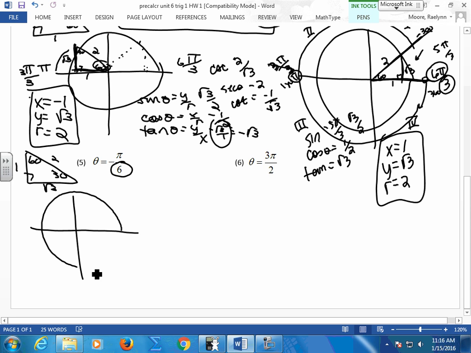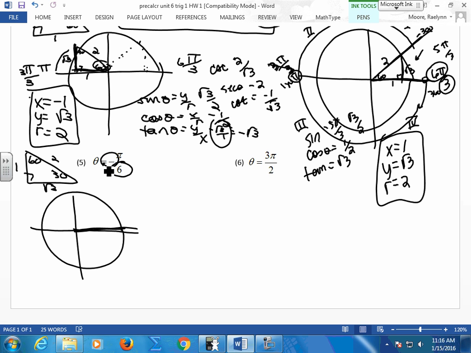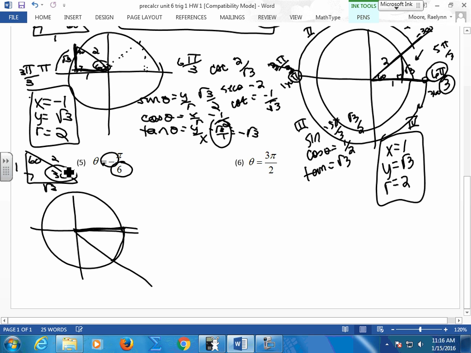Now, here's my circle. I'm starting here. Where is this negative forcing me to go? Clockwise. Good, the opposite direction. I'm only going 1 down. Right down here. So my reference angle, you told me, is 30. This is my negative pi over 6. So I'm going to put my measurements down. 1, 2, radical 3.